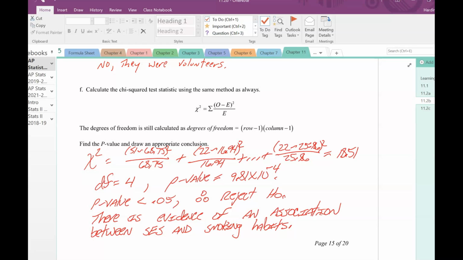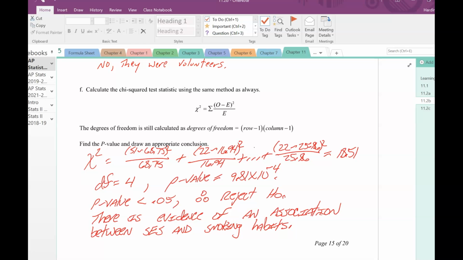But when you're writing out the formula for the chi-squared test statistic, remember you have to write out the first couple terms and then the last term. You have observed count, 51, minus expected, 68.75 squared over 68.75, plus then the next cell. But you can certainly go to your calculator to get that value. With degrees of freedom of 4, you end up with a p-value of 9.81 times 10 to the negative 4th. This p-value is far less than 0.05, so we're going to reject the null hypothesis. There is evidence of an association between SES and smoking habits.